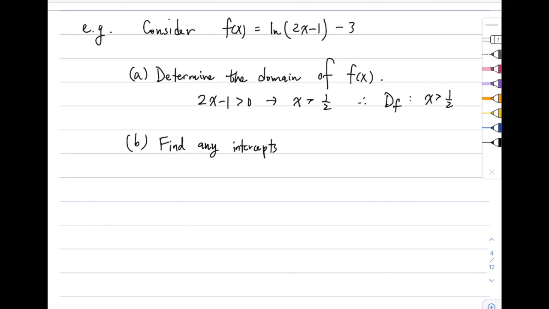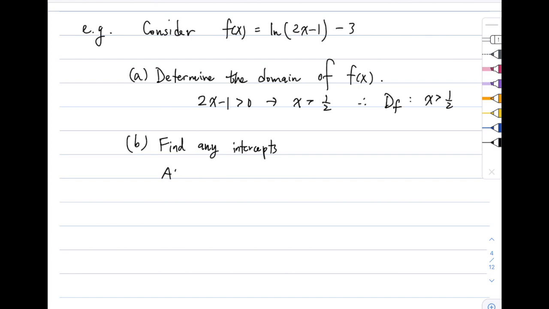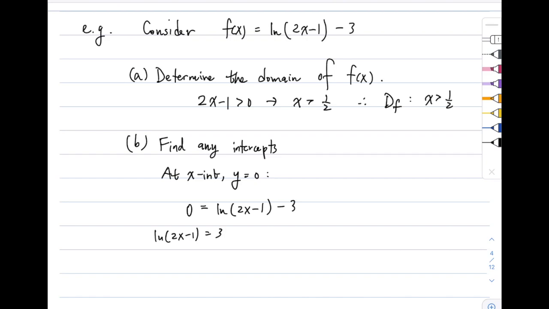Okay, and that's it. Part B says find any intercepts. It doesn't really tell you x-intercepts, y-intercepts. It just wants all intercepts. So let's first find the x-intercept. At the x-intercepts, the y value is equal to 0. And because the y value is equal to 0, we can say 0 is equal to the natural log of 2x minus 1 minus 3. And so that means the natural log of 2x minus 1 is 3.